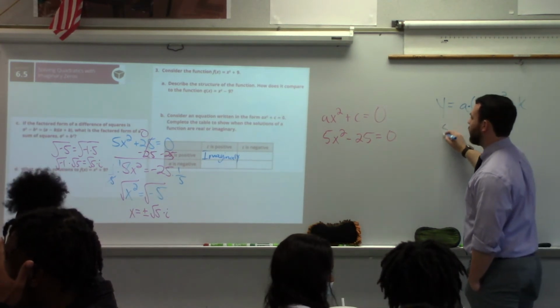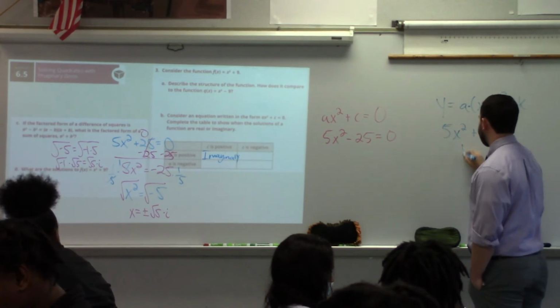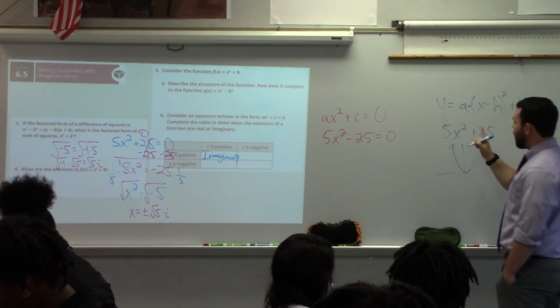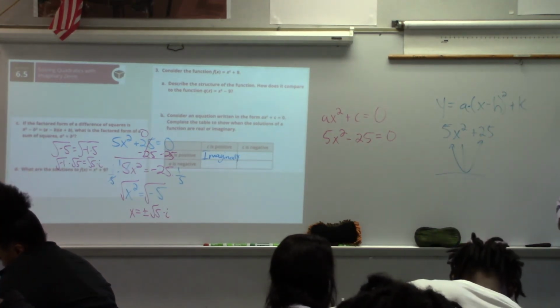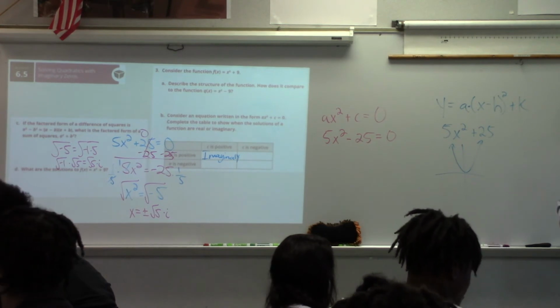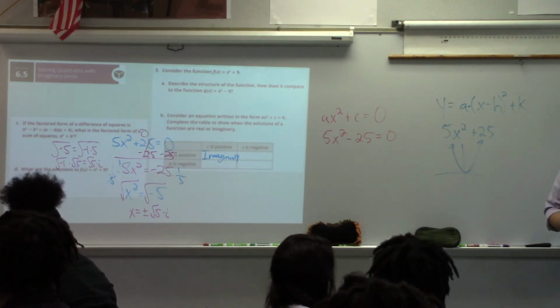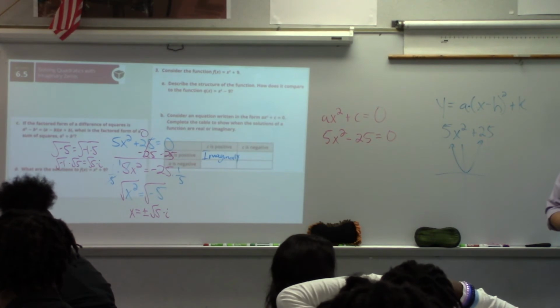We want to connect these things to the transformations. So look again at the idea of 5x squared plus 25. The parent function is just x squared. I'm just drawing a sketch. There's x squared. But if I have 5x squared plus 25, what's going to happen to it? Anybody see a translation?